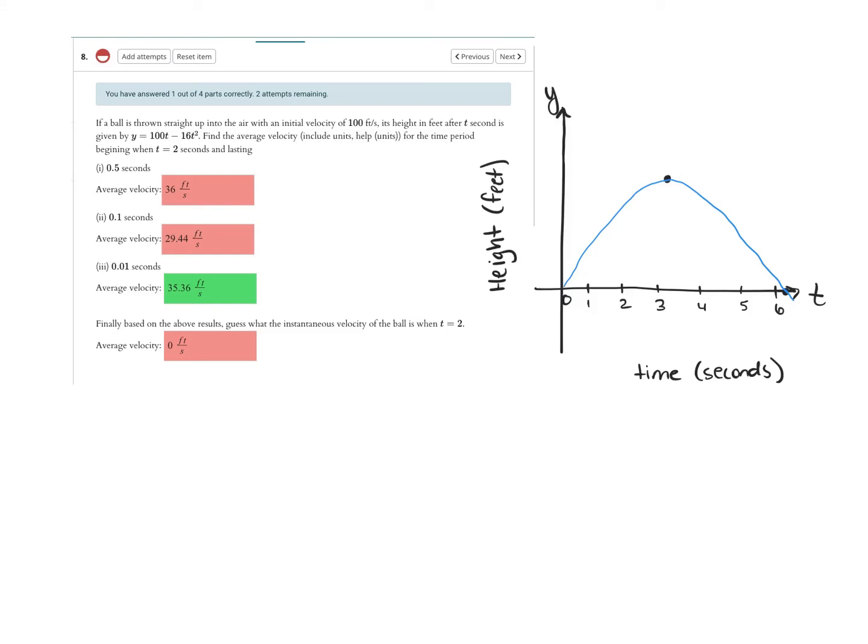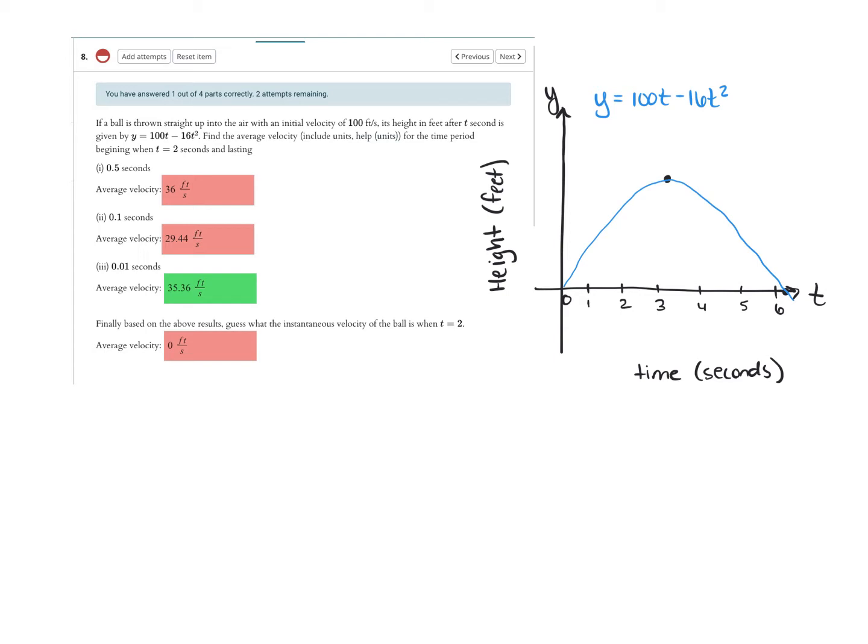Hey Madison, I want to make sure that you understand this problem. So what I did here was I drew a graph of the equation y equals 100t minus 16t squared over the interval from 0 to a little bit over 6. And hopefully you can see that this function represents the height of a ball that's thrown up in the air.